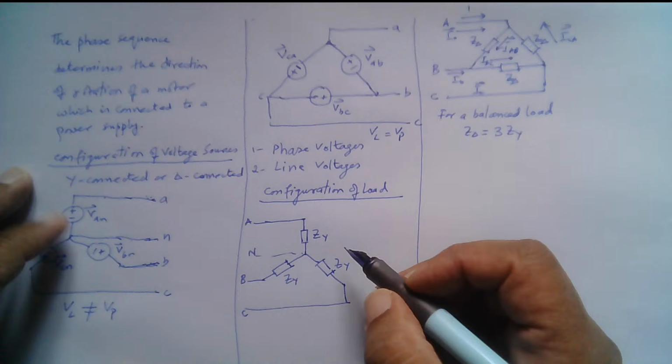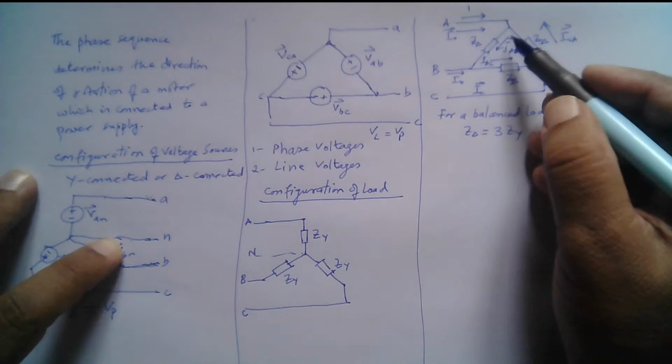What I was describing was that we have phase voltages and line voltages. Likewise, we have phase currents and line currents, right? For example, phase current IAB is the phase current for this phase, current IBC is the phase current for this phase, and current ICA is the phase current for this phase. And these are the line currents, IA, IB, and IC.